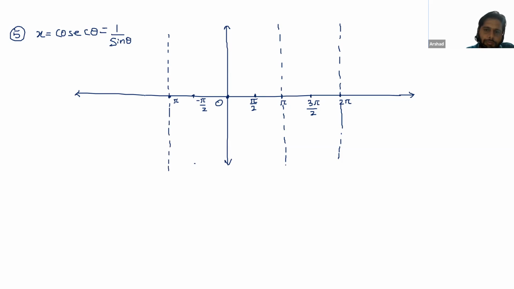Next you have 3 pi by 2 here. So it's pi or minus pi. Sorry, all are negative here. Okay, so for pi by 2, what is the value of cosec? It is 1. For pi, it will not touch this line. Similarly, for 0, it will not touch this line. For 3 pi by 2, it is minus 1, and the curve goes like this.